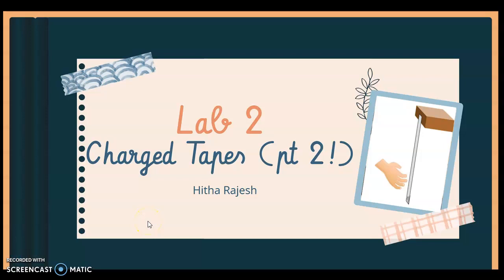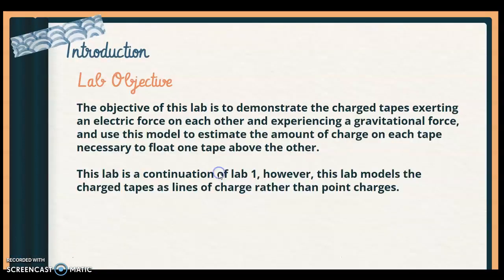This is Lab 2, Charge Tapes, Part 2. In this lab, we will demonstrate the charge tapes exerting an electric force on each other and experiencing a gravitational force, and use this model to estimate the number of charges on each tape necessary to float one tape above the other. This lab also explores polarization of charges, as well as how charges affect the object's behavior using Newton's second law and electric field and force.